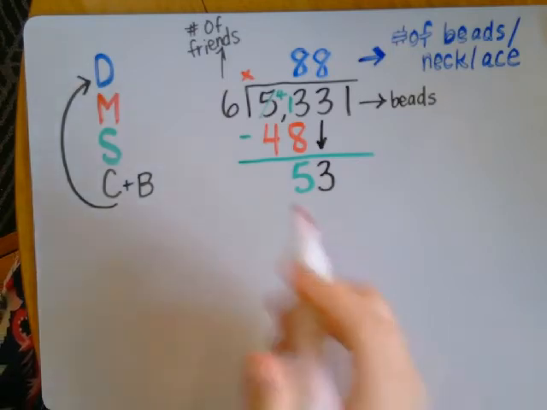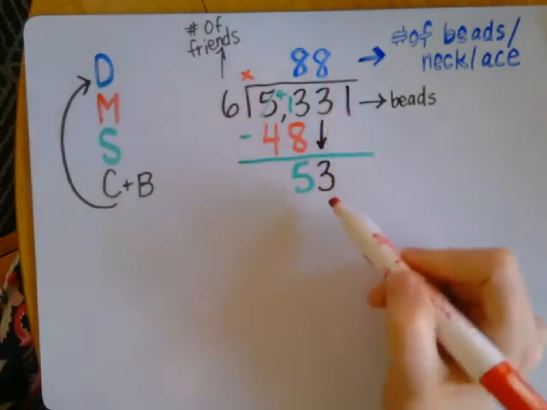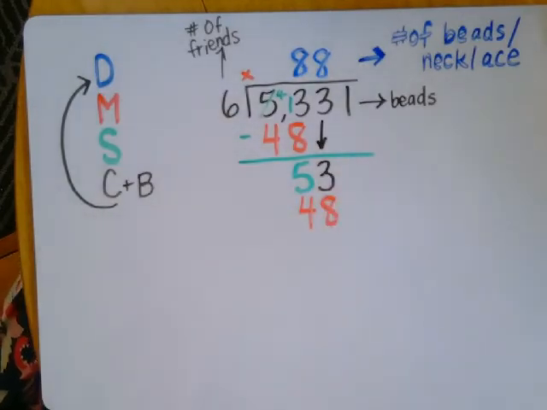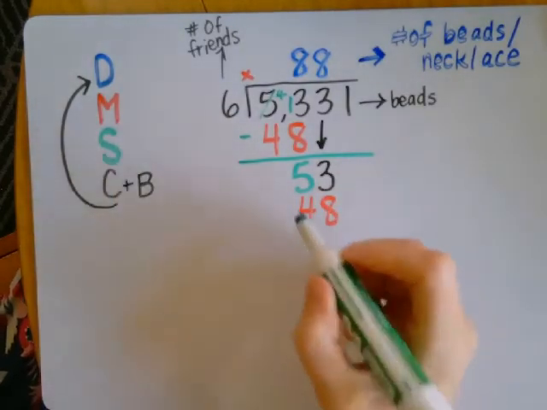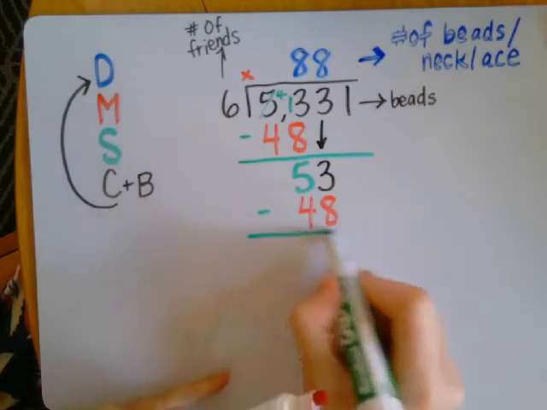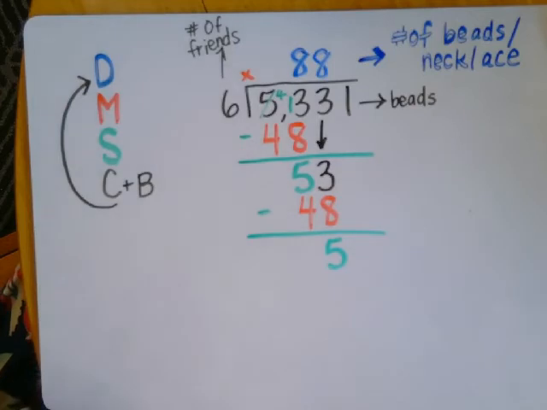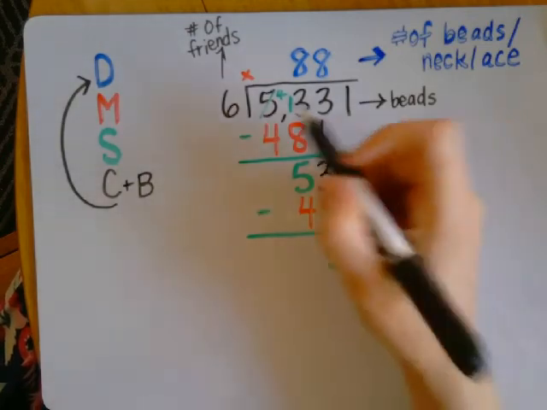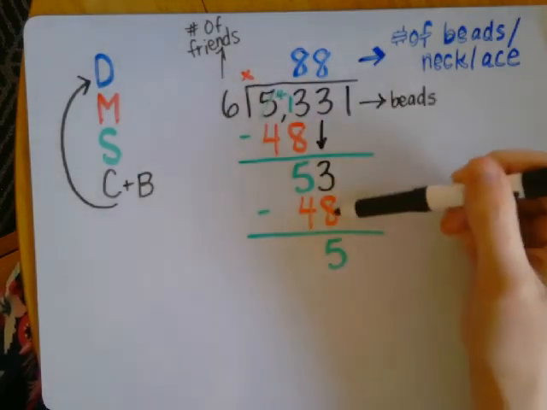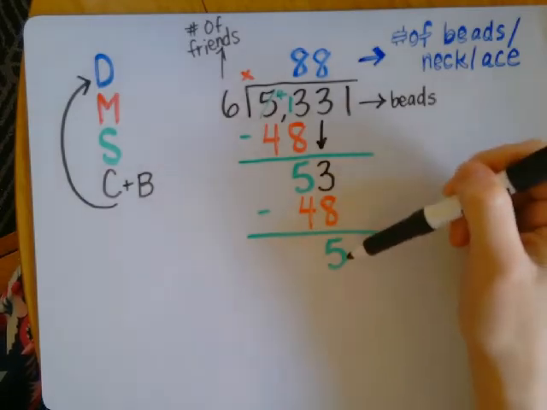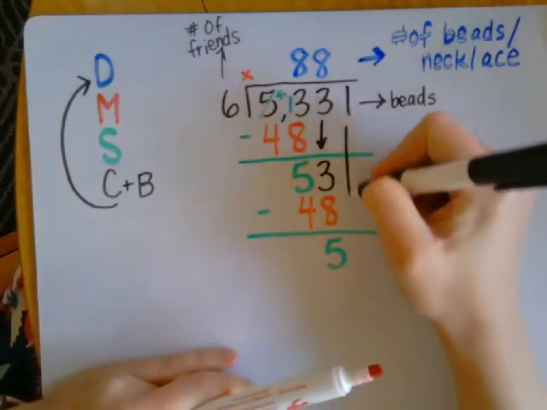Next, we need to multiply. 6 times 8 was 48. And then we subtract. 53 minus 48, remember, gave us 5. Now we can check our work and bring down the next number. 6 times 8 is 48. 53 minus 48 is 5. Then I bring down the next number, which is a 1.